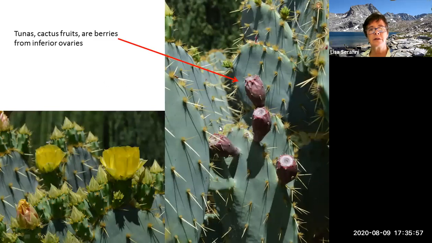Cactus fruits, the tunas. Okay, here's the nice fruit here coming from the inferior ovary of the flower. These are also berries. I'd stay away from them unless you have things to handle them so you don't get spiked.